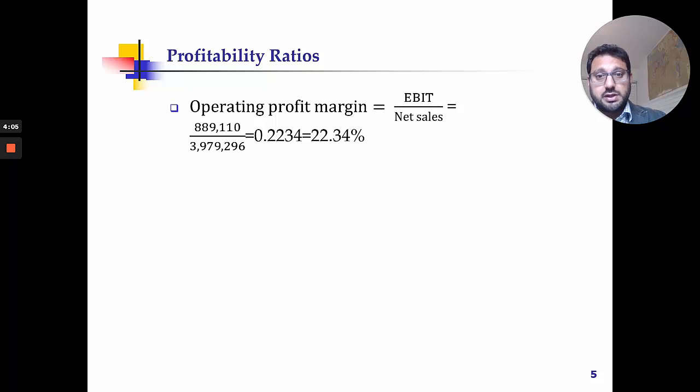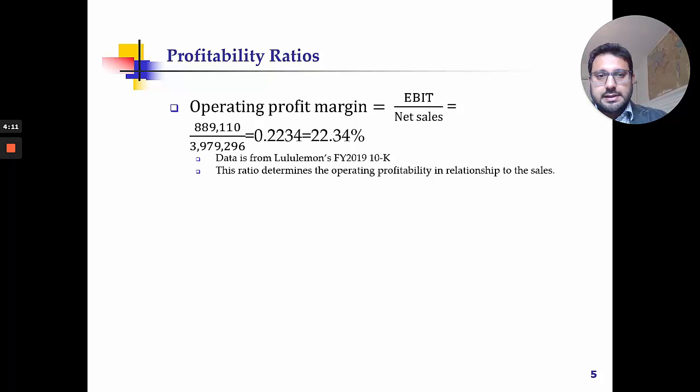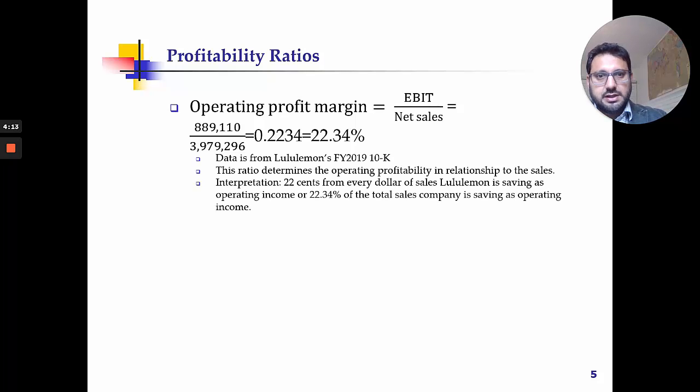February 2020. Over here we are establishing the relationship between the operating income and the net sales, and this ratio is suggesting that 22.34% of the total sales the company is saving under the head of operating income. So after meeting all the cost of goods sold and the operating expenses, this is what the company is saving. But from this, they still have to pay the interest and the taxes.